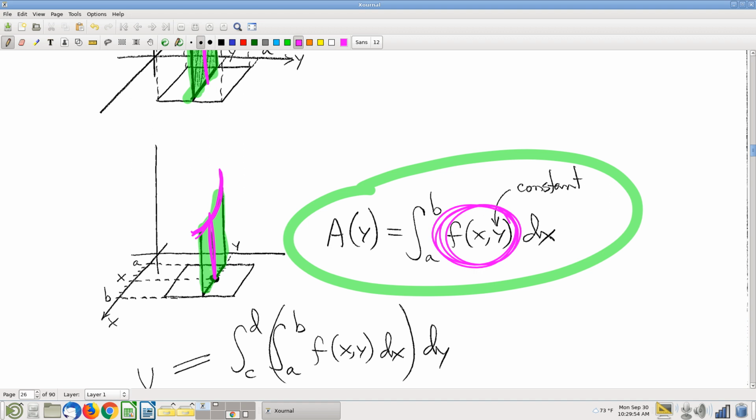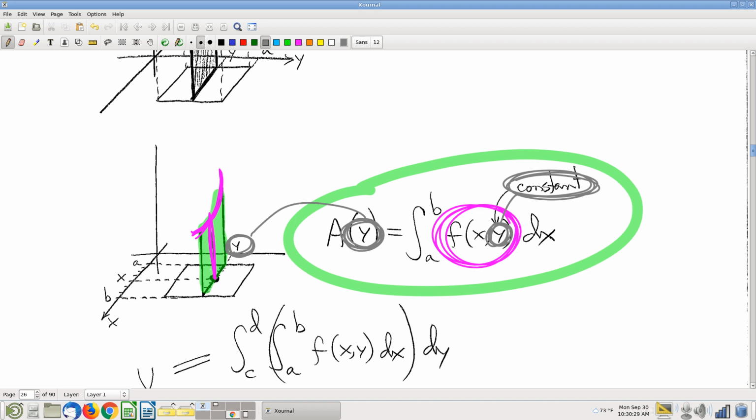Looking specifically at what we're computing, this area of this cross-section, notice that y is not changing. Very importantly, that's the point. It is for that specific fixed value of y that I'm trying to compute this cross-sectional area. I need y not to change. So this y in here, we're going to treat it like a constant because it is a constant.